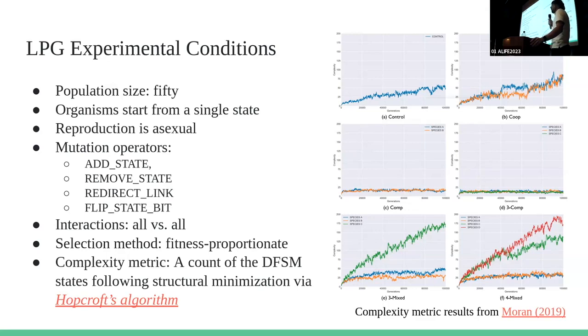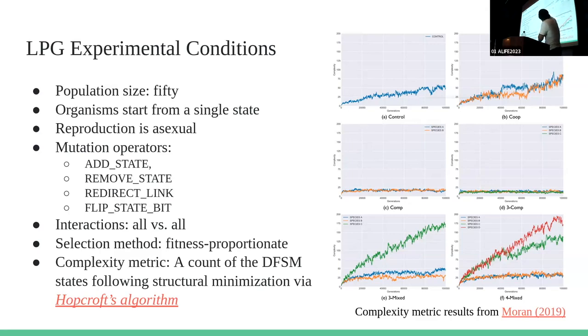We use fitness proportionate or roulette selection, if you're familiar with that from more traditional evolutionary algorithms. And our complexity metric, which we're using, is a count of the number of states in the genotype following a structural minimization procedure. So we're using Hopcroft's algorithm. And you can see here our results from Nick's original paper.